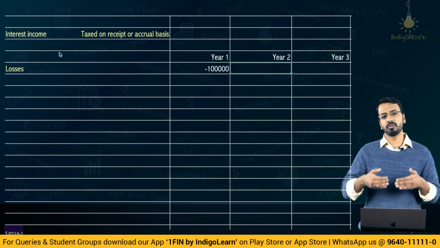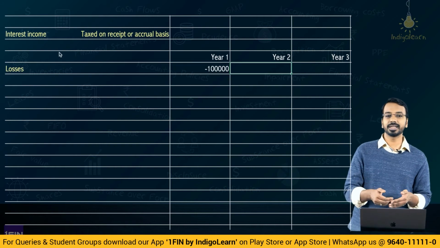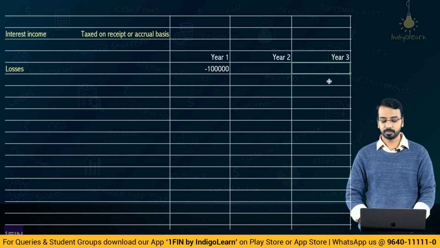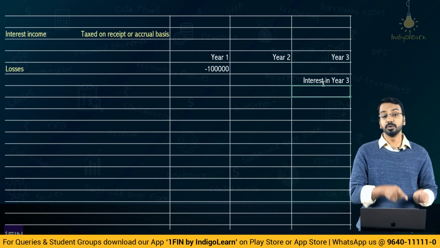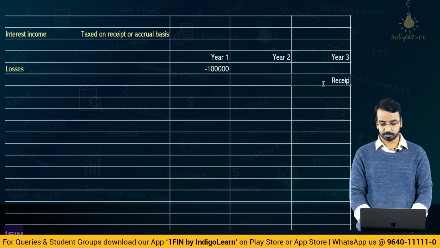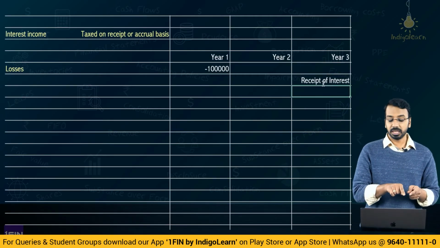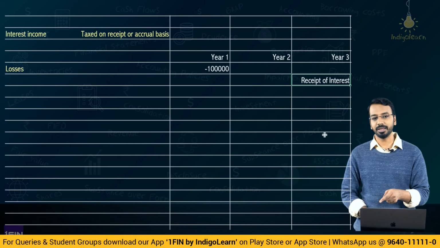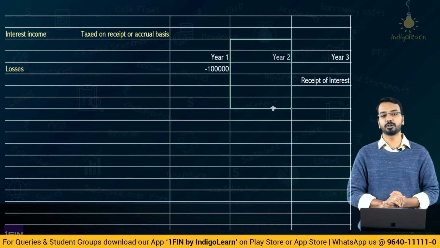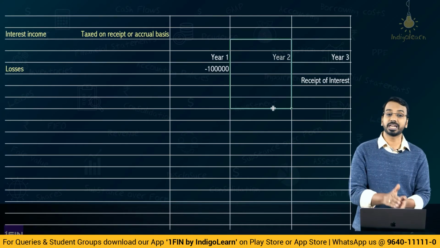Now, let us say so far the entity had been offering interest income on receipt basis. And this interest income will be received in year 3. Okay, you will receive the interest in year 3. Now, if you receive interest in year 3, will you be able to offset the losses of year 1? You will not be able to offset because you have to offset the loss in year 2. That is the time limit for which you can carry forward the losses.